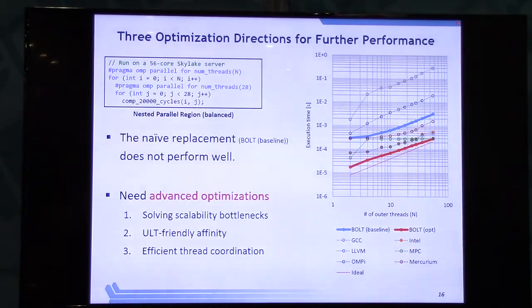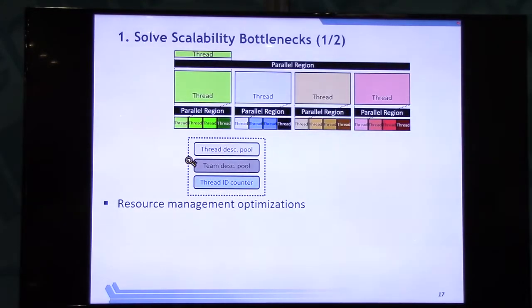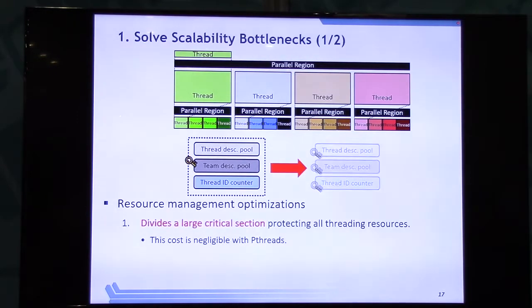Okay, so I'll explain the optimizations one by one. The first one is resource management optimizations. We first found that in LLVM OpenMP, most threading resources like thread descriptors and team descriptors are protected by a single lock, creating a large critical section on the fork-join path. So we first divide the large critical section by creating more fine-grained locks per object to alleviate the contention.